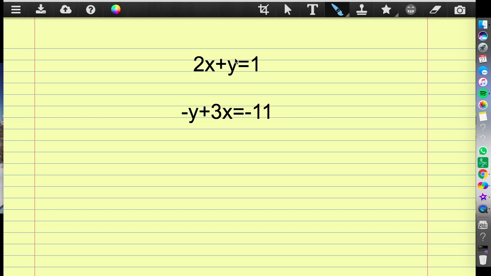But you might notice here this y is all by itself. There is no coefficient, so that makes this one a little bit easier to solve for y. So if we want to get y by itself, we need to move this 2x to the other side, and we would do that by subtracting it. So we can really rewrite this top equation as y is going to be equal to 1 minus 2x.